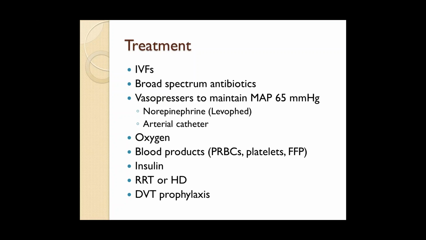Additional supportive care measures include oxygen therapy, insulin, blood product support. Normally, patients require PRBCs if the hemoglobin is less than 7, platelet transfusions if the platelet count drops to less than 10,000, with a goal to keep the platelet count at or equal to 50,000 if the patient has active bleeding. They may require fresh frozen plasma support if DIC is accompanied in the sepsis process. If patients develop renal damage or failure, they may require renal replacement therapy or intermittent hemodialysis, and these patients would also require DVT prophylaxis.